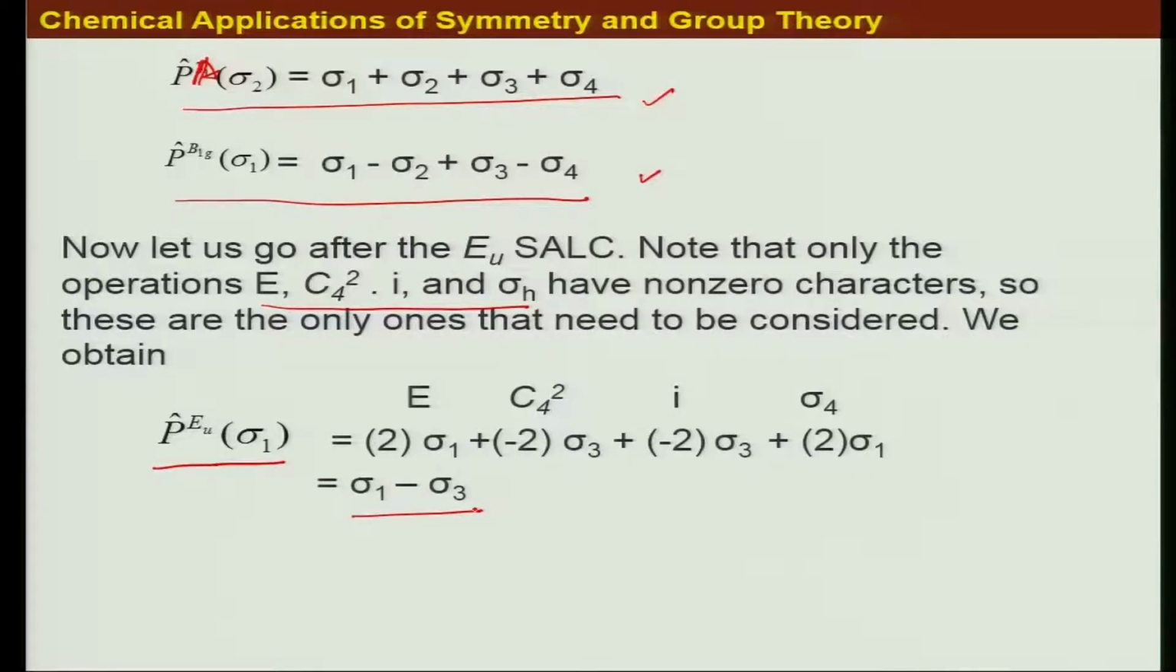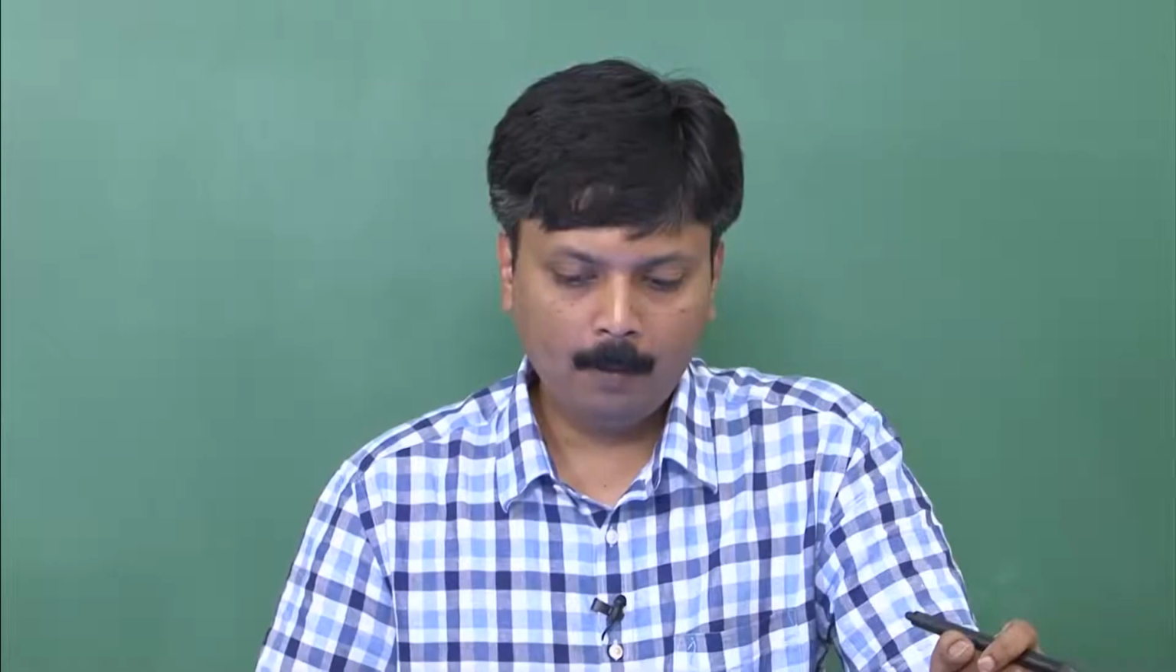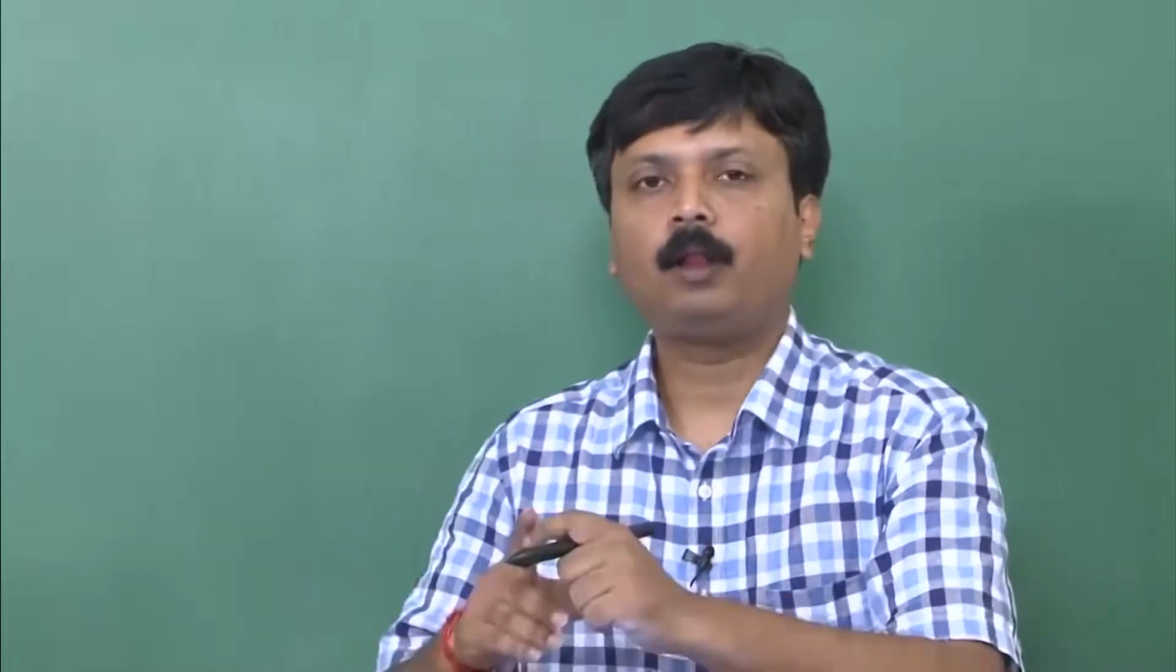So here we jumped a few steps, so you can do everything thoroughly and you should be able to come up to this particular point. Okay, that is the symmetry adapted linear combination, sigma 1 minus sigma 3. Now I got one particular SALC.